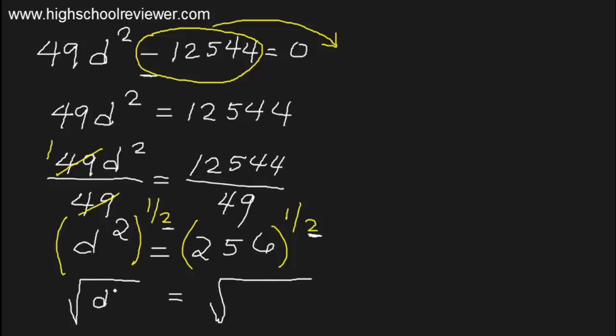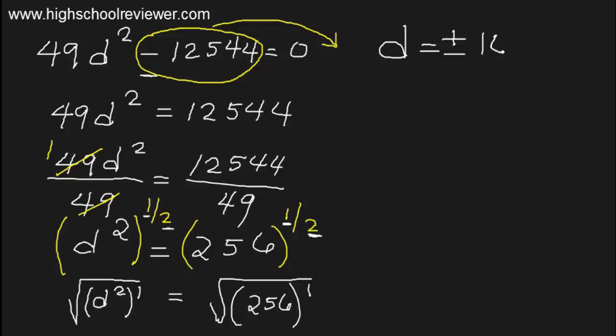And the base here will be d squared. The exponent will be the numerator. So the numerator is 1. And we have here 256. The exponent is also 1. So this will be the square root of d squared, and the square root of d squared is d. And then the square root of 256, we will have two values that will be positive and negative. And that will be plus or minus 16. Let us now check if our answers for d are correct.